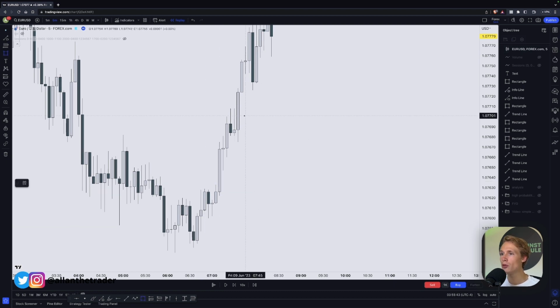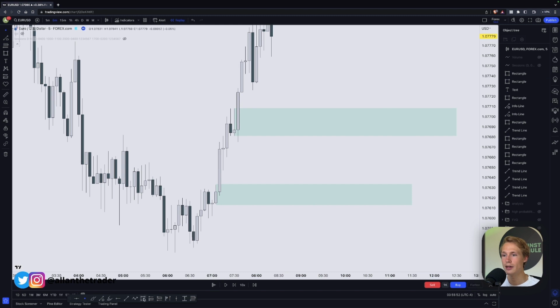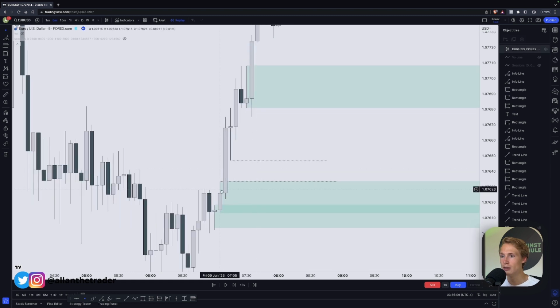Well, I see multiple demand zones actually. I see this one. I see this one. And then I also see this one. And why these demand zones? Well, that's because there's a fair value gap above these demand zones. As you can see here, there's a fair value gap above it because there is a space between this candle that we selected as the demand zone and the third candle.